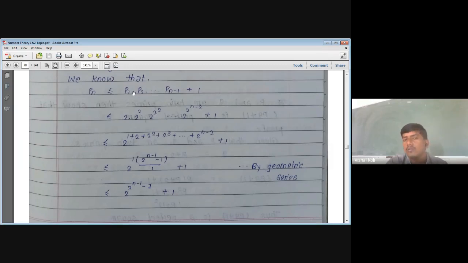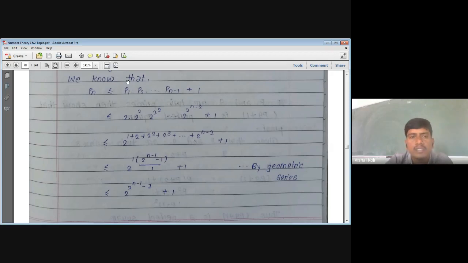The first two primes are 2 and 3. The product of 2 into 3 is equal to 6. 6 plus 1 is 7. Therefore, 5 is less than or equal to 7, which is true. Therefore, Pn is less than or equal to P1 into P2 up to Pn minus 1 plus 1. That is, Pn is always less than or equal to the product of its previous n minus 1 primes plus 1.